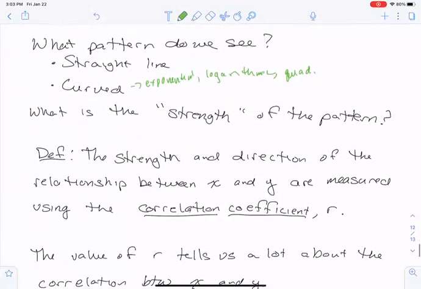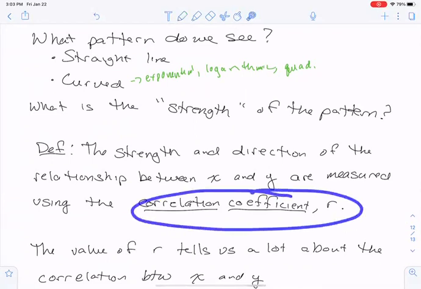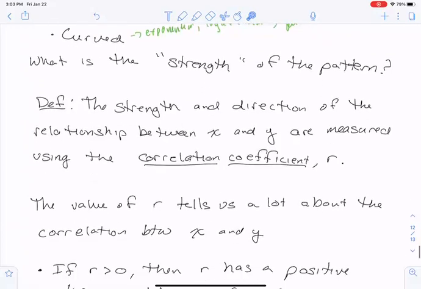The direction and strength of that relationship between the X and Y variables are what we call the correlation coefficient R, right? In high school stat, you might have been asked to find the R or R squared value of a linear correlation. That's what this is. R tells us the strength and direction. And it will tell us really a lot about the correlation between X and Y.